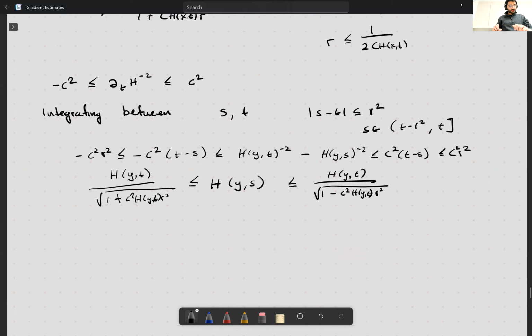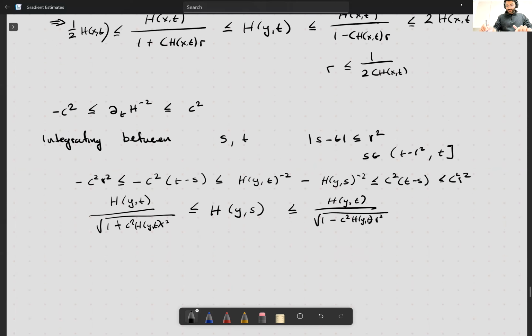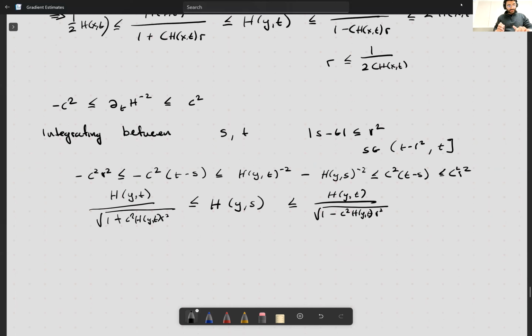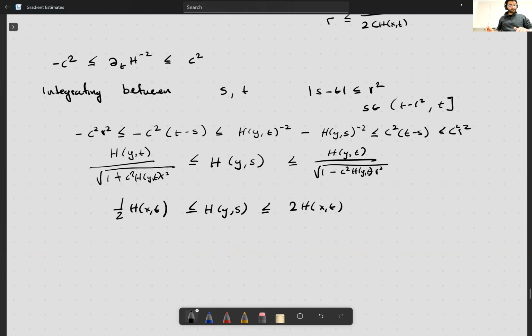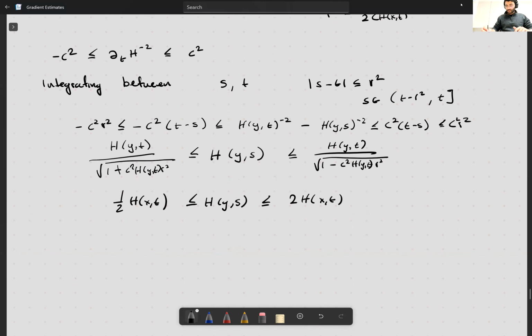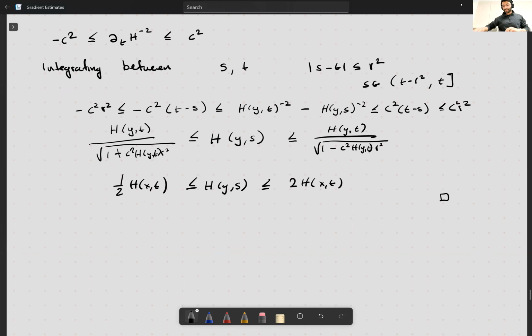Okay, so then using this condition here, r is less than or equal to this quantity, then I can get h(y,s) to h(x,t), half h(x,t). Okay, and I'll stop there. Does anyone have any questions?